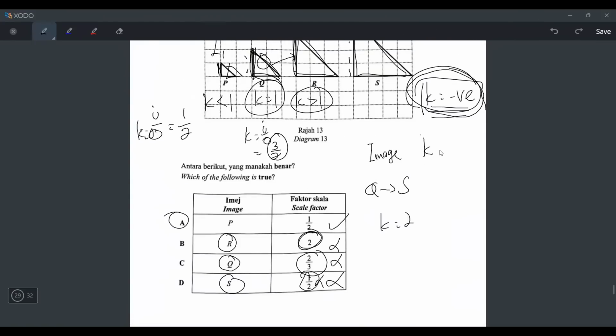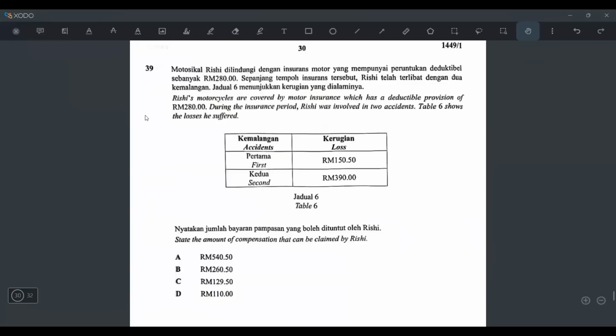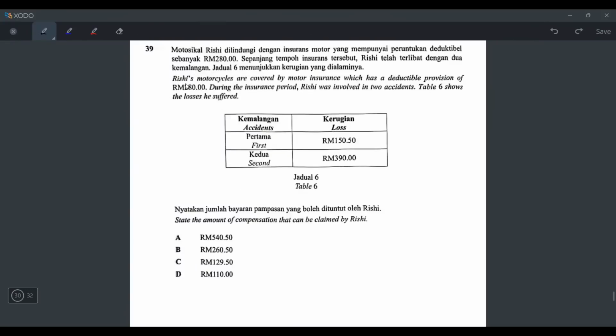Because what if the K is -2? Does that mean it's getting smaller? No, it's getting bigger. If the scale factor is -2, it means the image is getting bigger. It's getting 2 times bigger. It's just that the image will be inverted and it will be at the opposite side. Okay, hopefully you understand. Number 39, Rishi's motorcycle is covered by motor insurance, which has a deductible provision of 280.